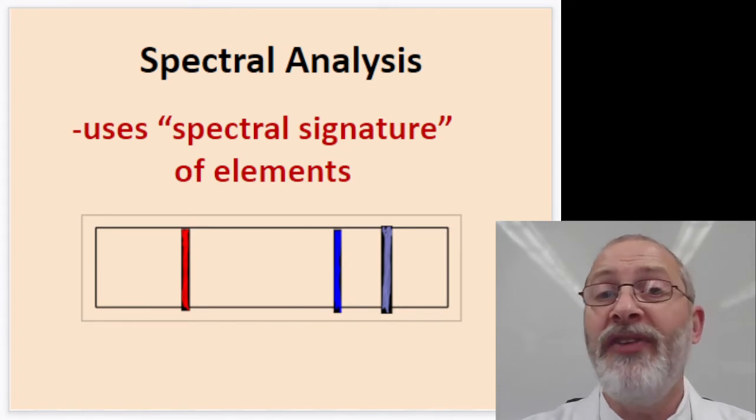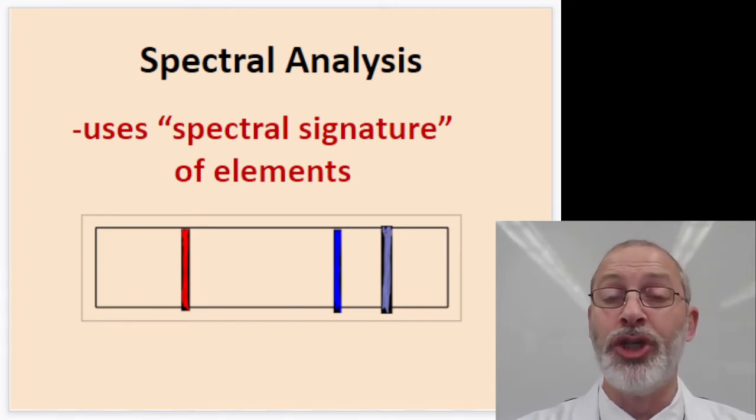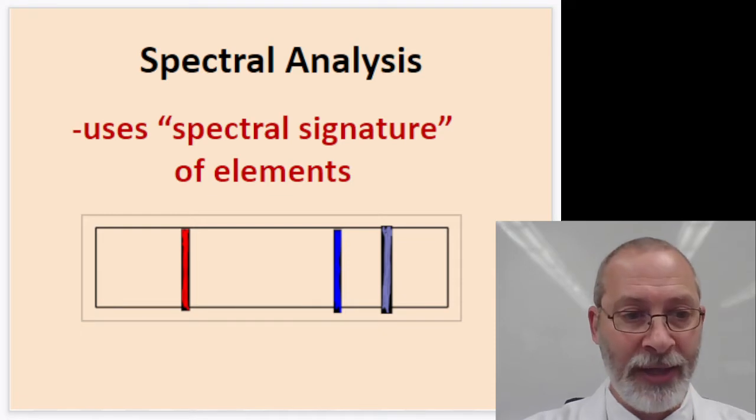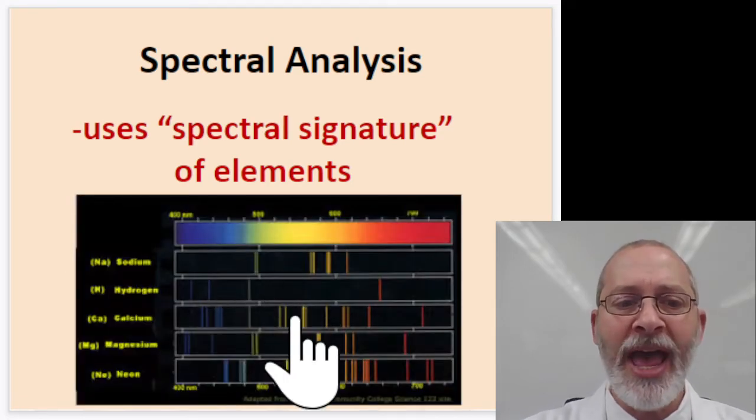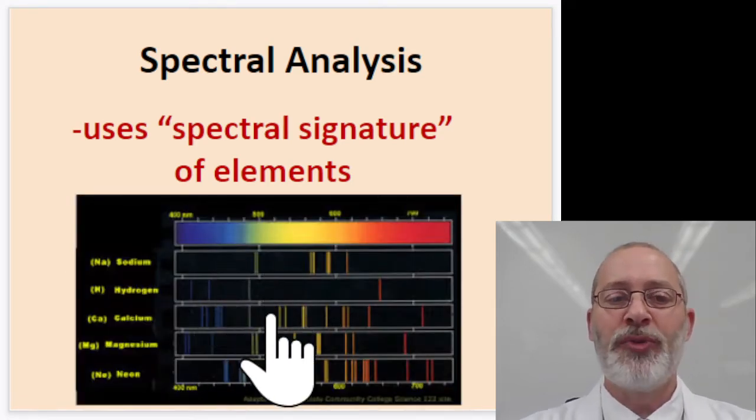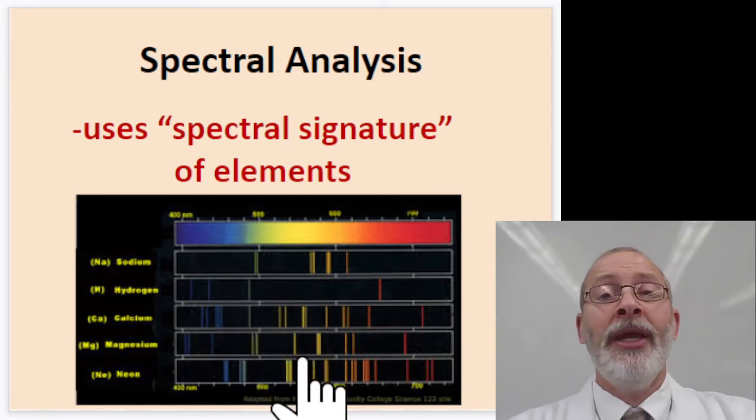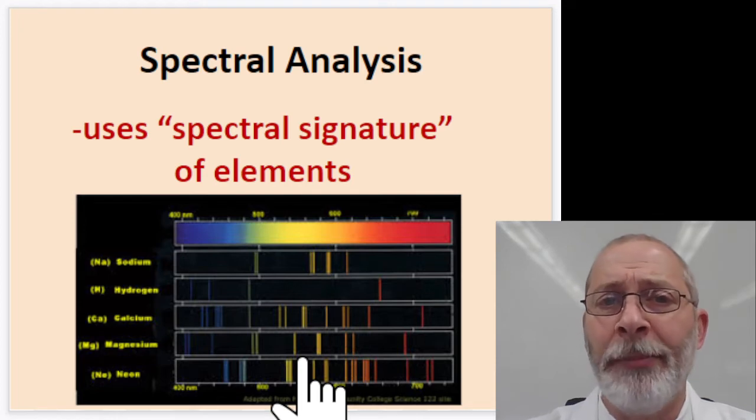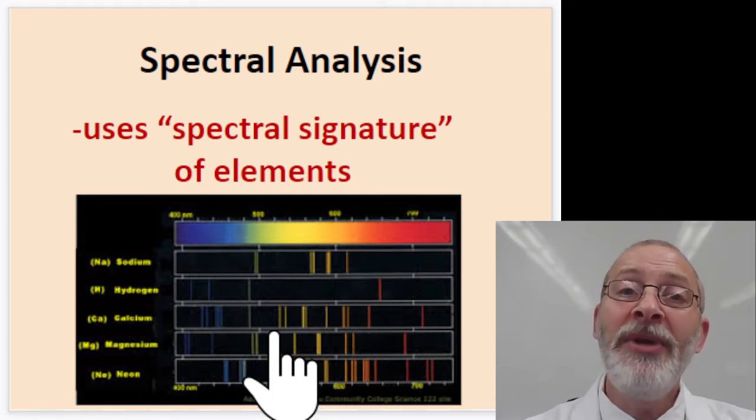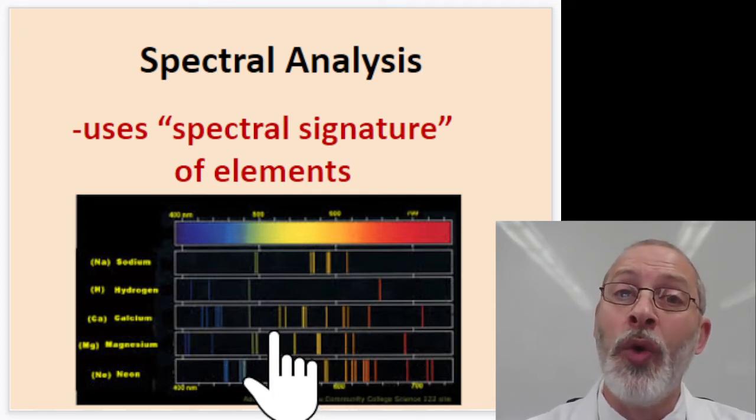Now, once we've examined all of the individual known elements, you're going to have a series of spectral signatures that might look like these. Of course, yours will be done much better. And then I'm going to give you an unknown element.